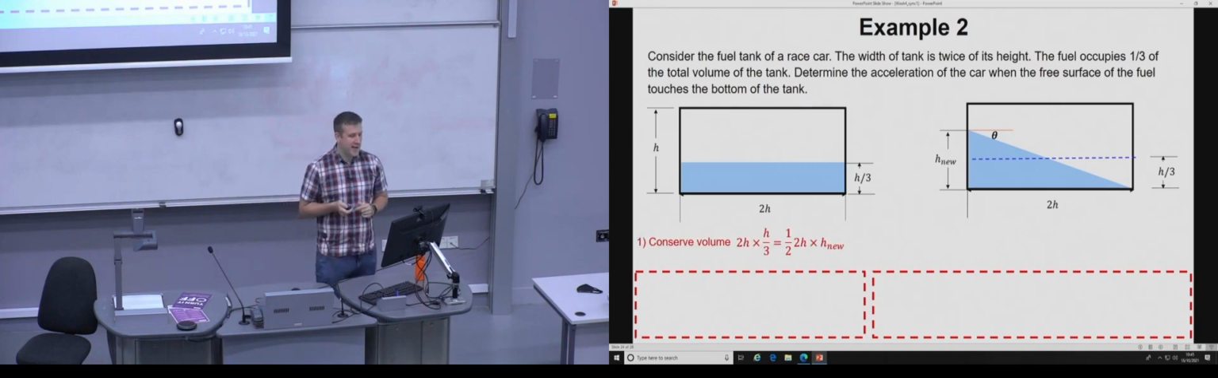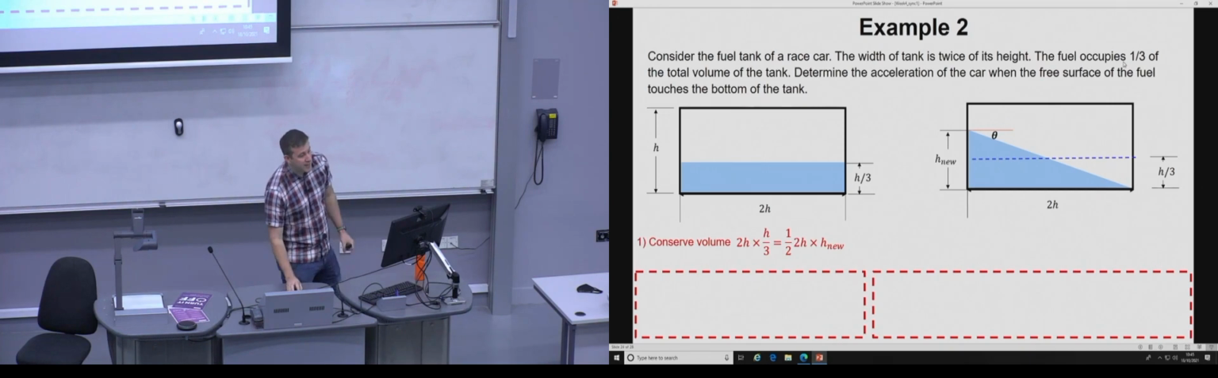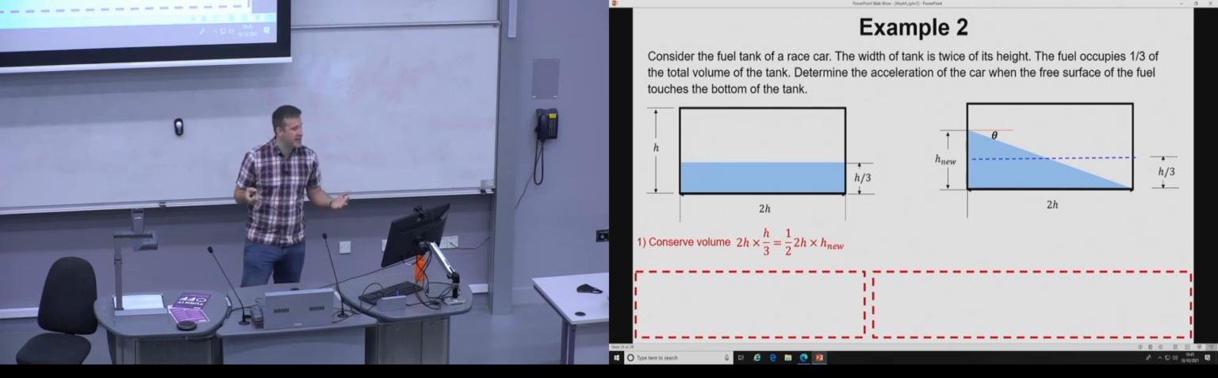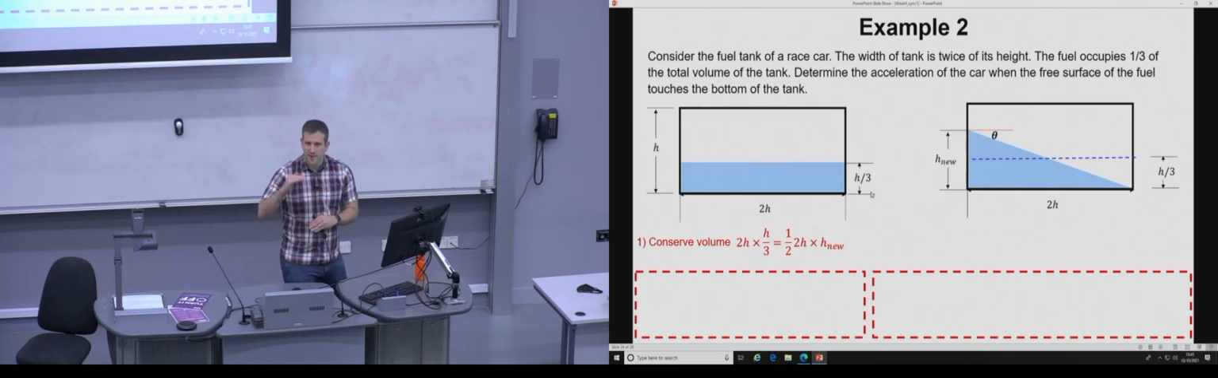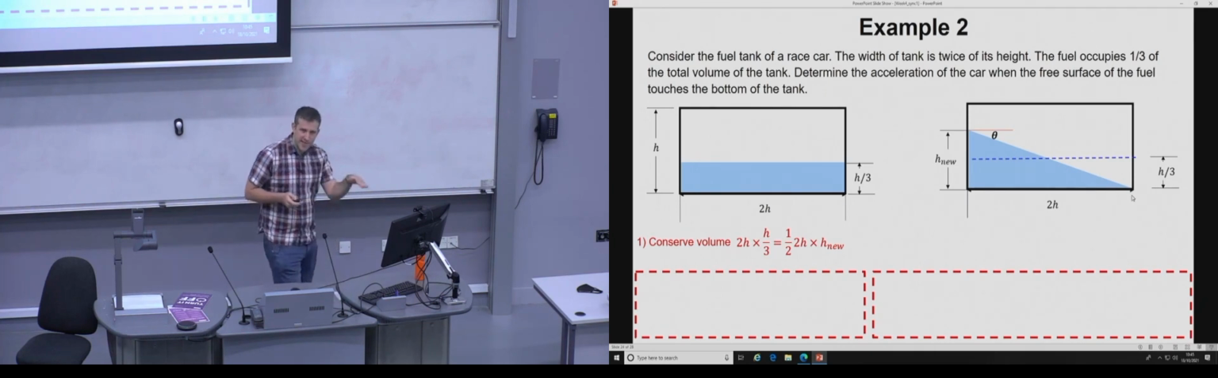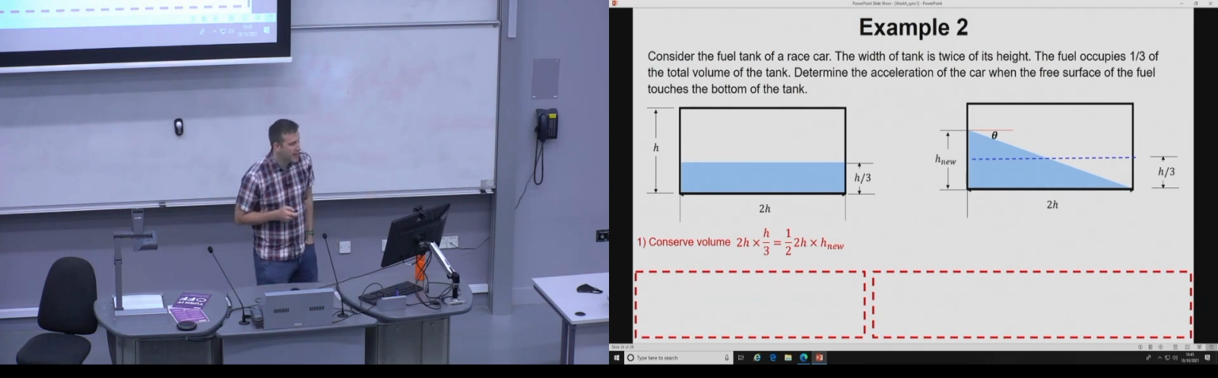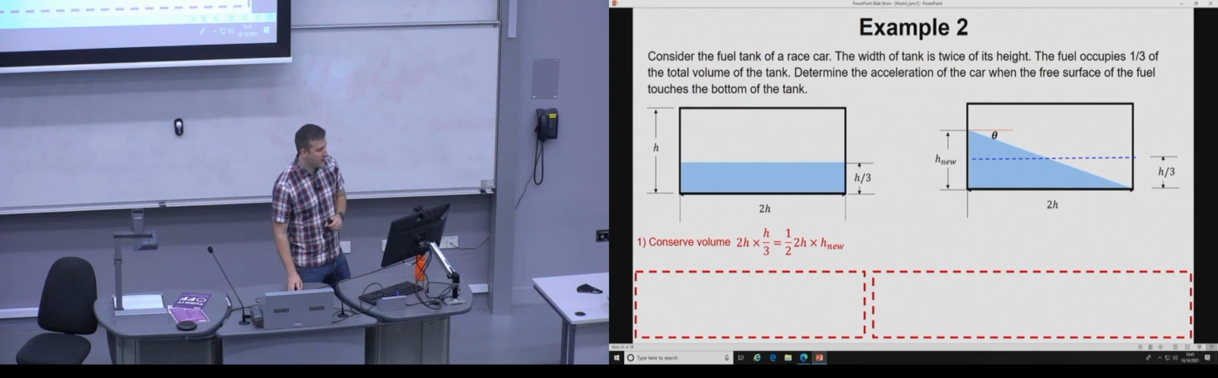And we're asked to find the acceleration of the car in the special case where the free surface just touches the bottom corner. Okay, so it's a geometric consideration. We know what the height of the liquid is. It's filled up to a third of its height. And we know what the triangle looks like after the free surface has met the bottom corner. So we apply the conservation of volume rule.